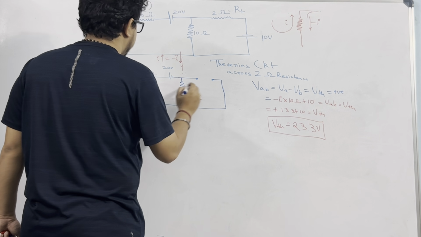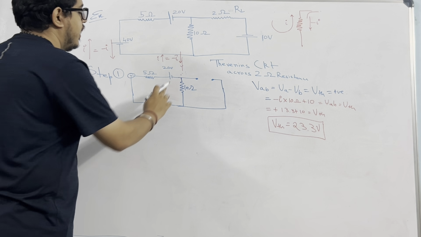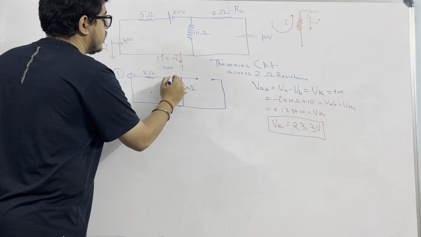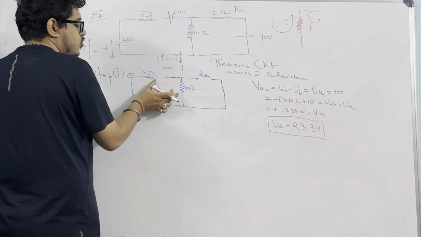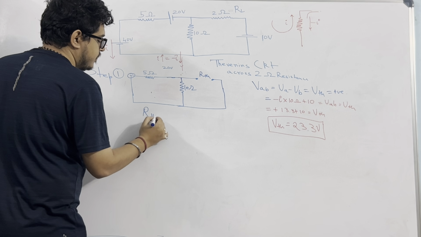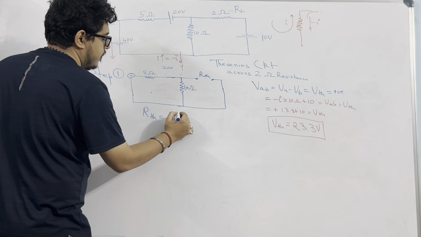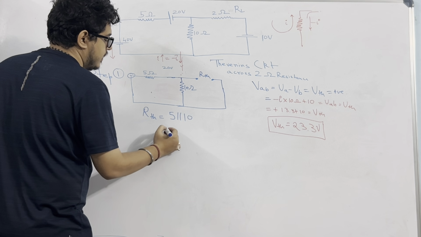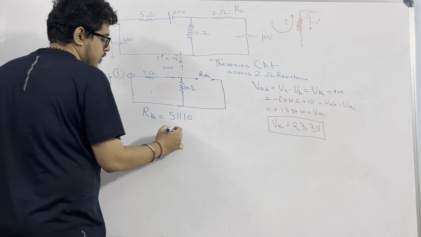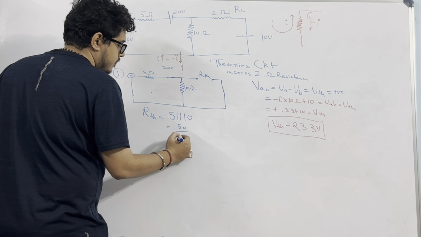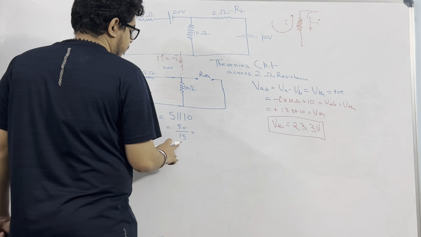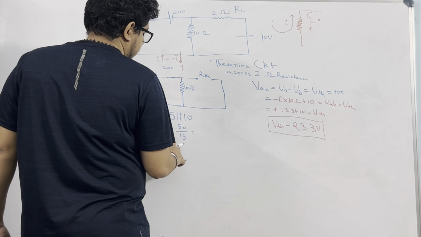So now we have a 10 ohm resistance and a 5 ohm resistance, and here also we have to short circuit. So RTH will be the net resistance across these two terminals. Across these two terminals, these two are in parallel. So RTH will be equal to 5 parallel to 10, which is R1 R2 upon R1 plus R2, 50 upon 15, which is 3.33 ohms.